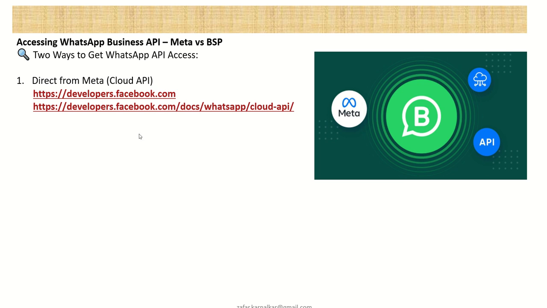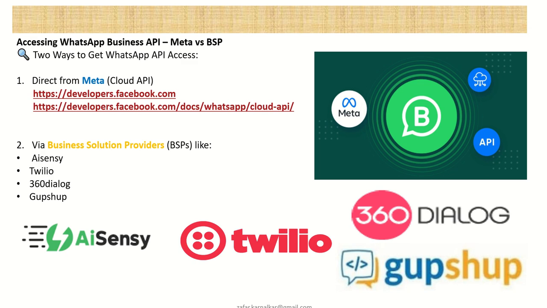Okay, for the documentation of WhatsApp Cloud API, we can go to developers.facebook.com, docs, WhatsApp, and Cloud API to see the detailed documentation. So option 1, get it directly from the main company, that is Meta. Option 2, we can get it via a BSP. What is BSP here? It is business solution provider.